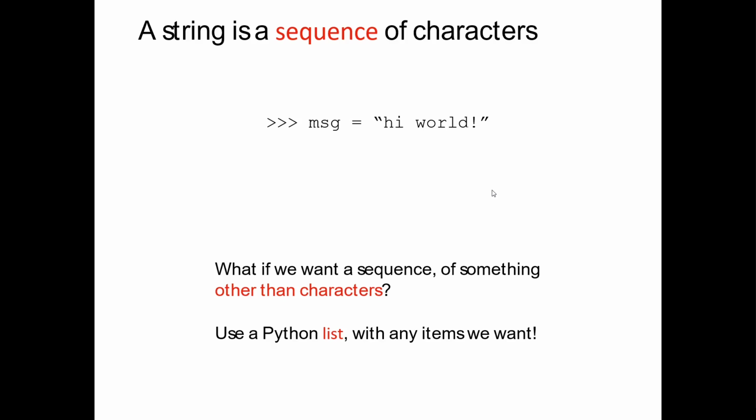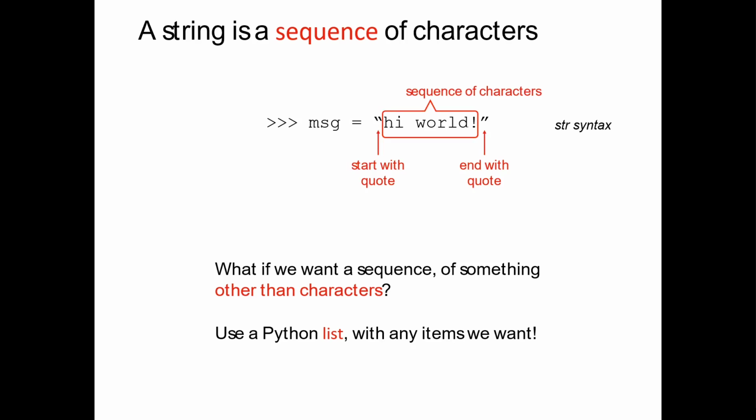All right, so the question that the list answers for us is, what if we have data that are not just characters, but I want to do something like this? I've got a bunch of boxes all in a row, and I want something that's like a number or a Boolean or something else. So the answer in Python is we use a list. It can hold any kind of item we want. All right, so check this out.